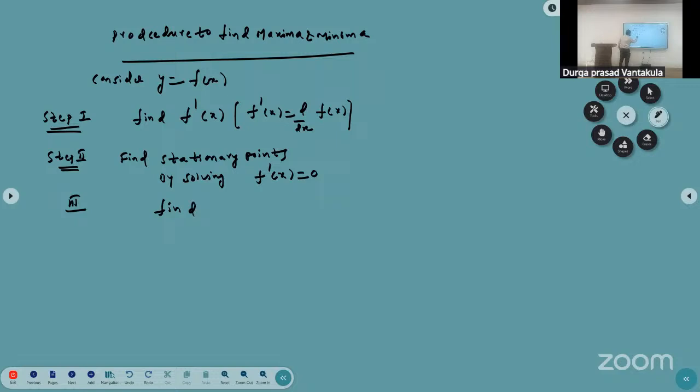Find f double dash of x. What does f double dash of x mean? Differentiating the function 2 times. F double dash means differentiating the function how many times? 2 times. Yes. Testing.